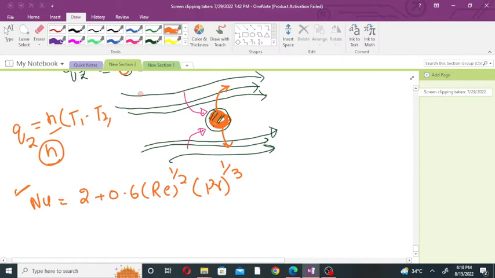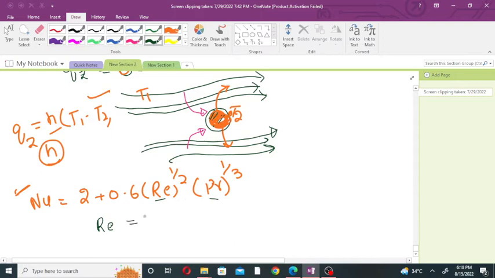T1, T2 will be the temperatures on the surface of the pellet, so you can determine it. Now what are these numbers? These are the dimensionless numbers. Re is the Reynolds number, and Pr is the Prandtl number.